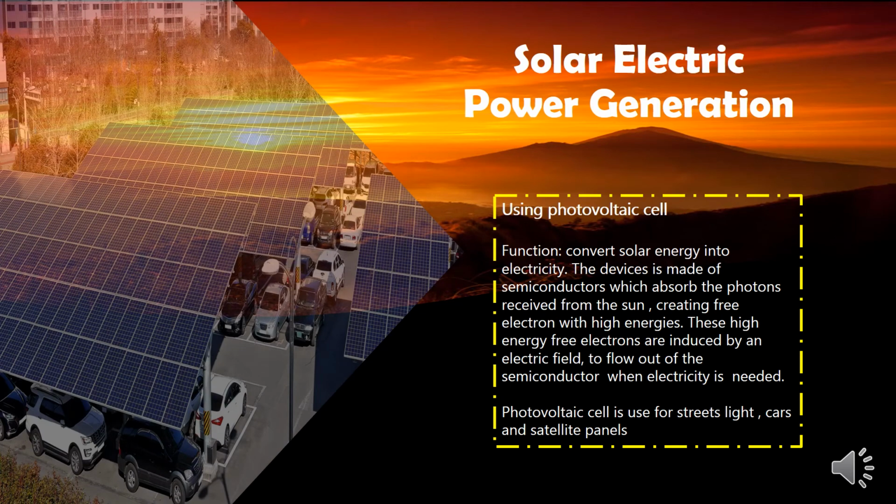Solar electric power generation, for example, by using photovoltaic cells. What is a photovoltaic cell? It functions to convert solar energy into electricity directly. The device is made of semiconductor which absorbs the photons received from the sun, creating free electrons with high energies. These high energy free electrons are induced by an electrical field to flow out of the semiconductor when electricity is needed. Photovoltaic cells are used for street lights, cars, and satellite panels.